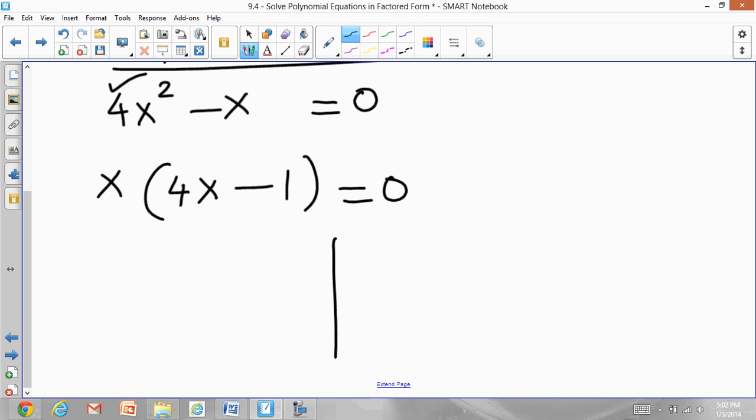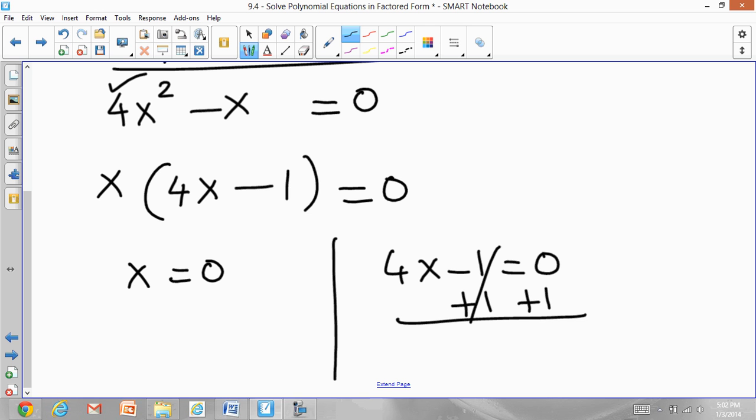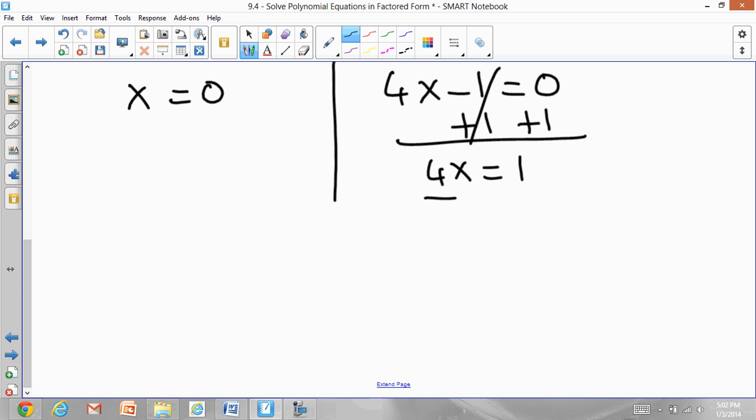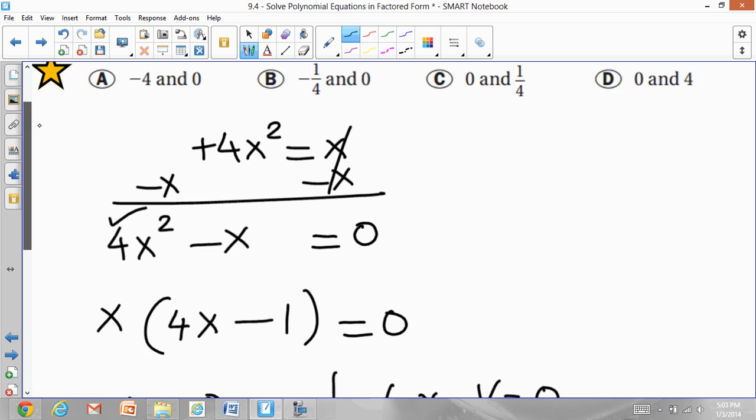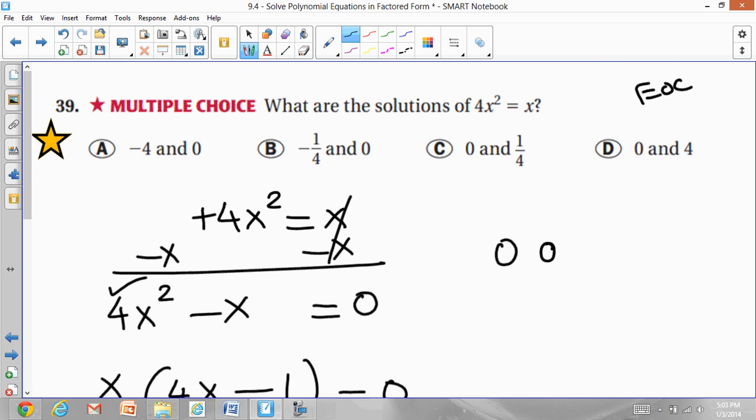So now I'm going to split them into two parts. x is equal to a 0. 4x minus 1 is also equal to a 0. So this one is already done. This will be a two-step equation, plus 1 on both sides. Cancel. You get 4x equals 1. Divide by 4 on both sides. Cancel. You get x equals 1/4. So your x value can either be a 0 or it can be a 1/4. So in this case, the answer will be C.